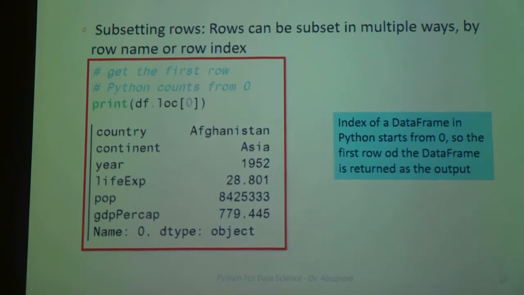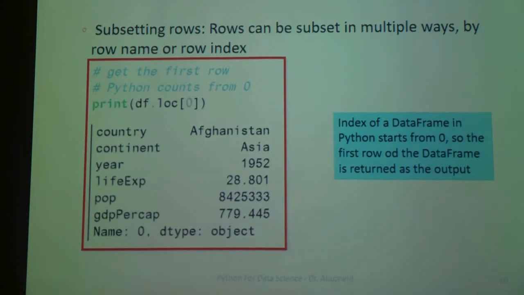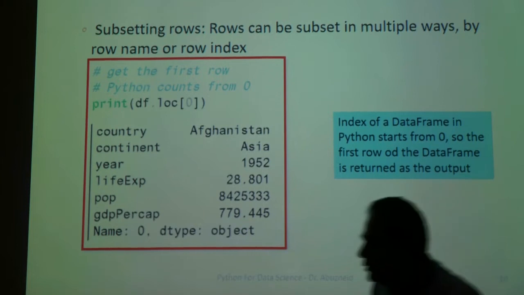All right. So looking at columns, rows, and cells, so easy. Now to subset a column, how can you do that? Very simple. You go data frame.